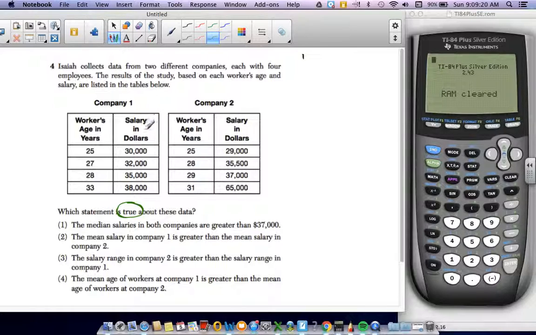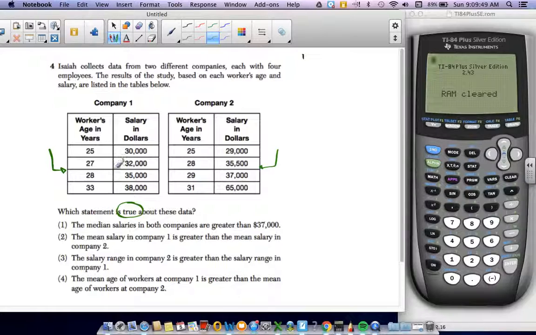If we take a look at salary, it goes from 30,000 to 38,000 in order, and on the right hand side for company 2, 29,000 to 65,000, also in order. The median we think of as the middle, and being that there are 4, there is no quite middle here. We don't have an odd number that we can find the middle of. It's going to be almost in the exact middle of our table. So to actually find the median for each one, we're going to have to find the average.